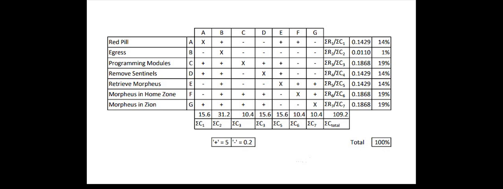For example, because gathering the programming modules is less effort and more points than the egress, it is of much higher priority, and we should put more effort in to make sure that we score the maximum possible score from gathering the programming modules.